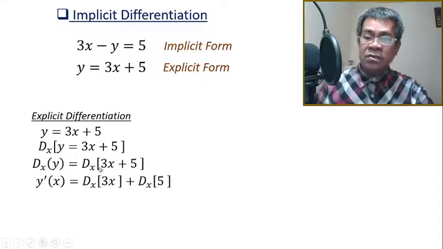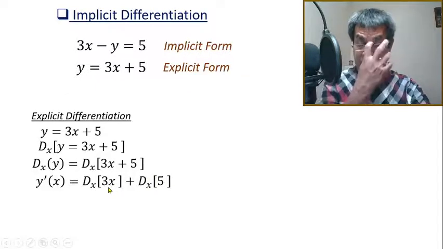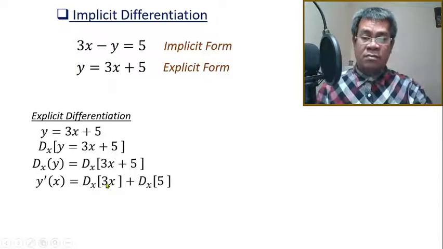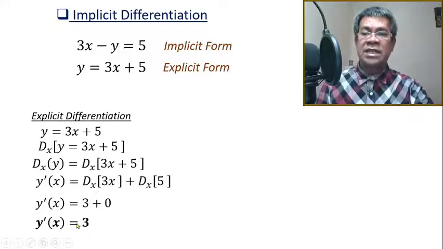Then we apply the sum rule on the right side. We have d/dx of 3x and d/dx of 5. This is a constant, so it is 0. The 3x has a multiple coefficient, so we have 3 as the answer. Therefore, the final answer is that the derivative of this function is simply 3. That's it. So this is explicit differentiation.